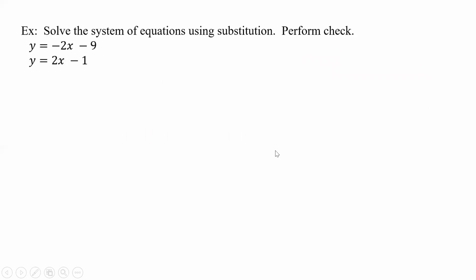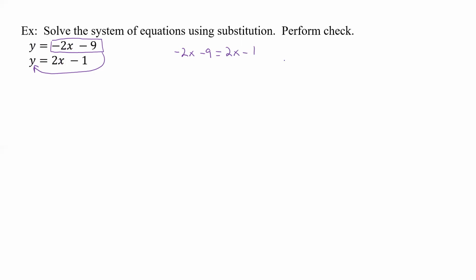All right, so here it says solve the system of equations using substitution and perform the check. We have two equations and they're already both solved for y, so this is one of those simple ones. What we can do is take this piece and plug it in here, because that's what y equals. So we'll plug that in for y, and we get negative 2x minus 9 equals 2x minus 1.